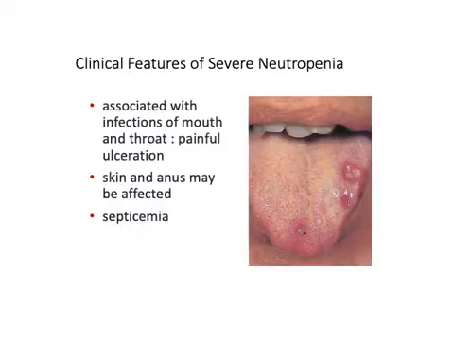Severe neutropenia is particularly associated with infection of the mouth and throat. Painful and often intractable ulceration may occur at these sites, on the skin, or at the anus. Septicemia rapidly supervenes. Organisms carried as commensals by normal individuals, such as Staphylococcus epidermidis or gram-negative organisms in the bowel, may become pathogens.